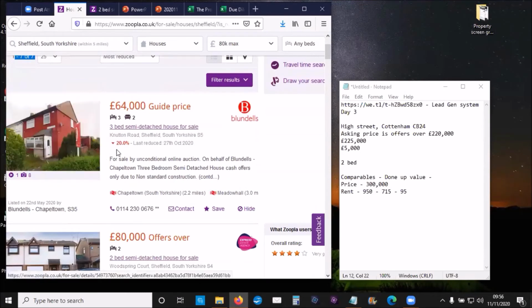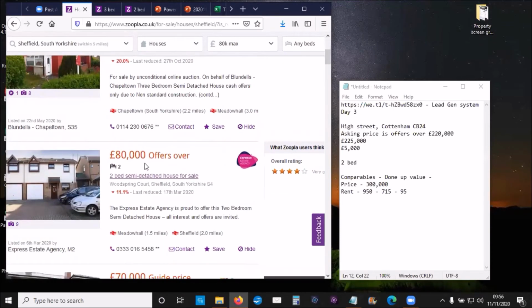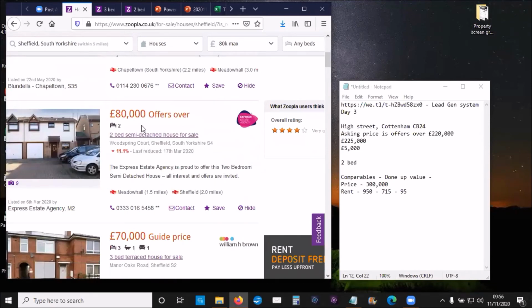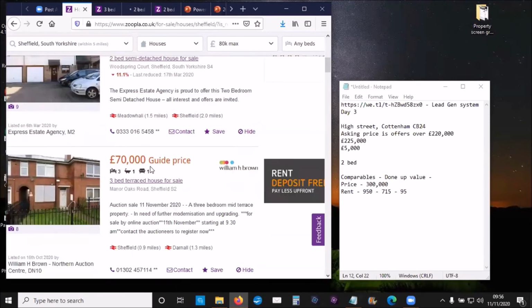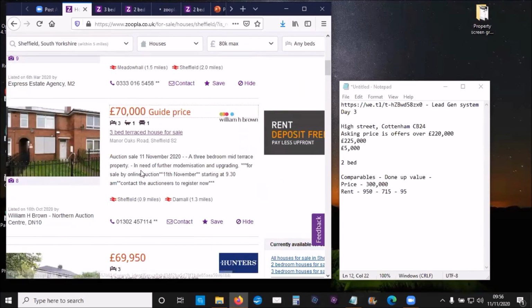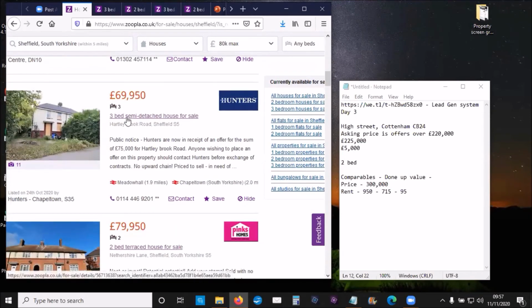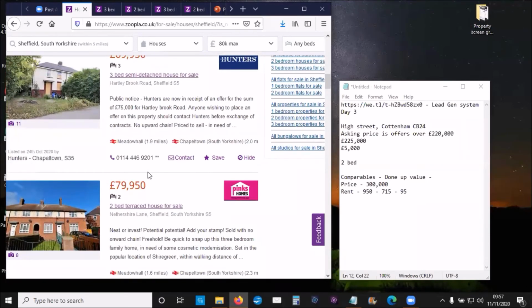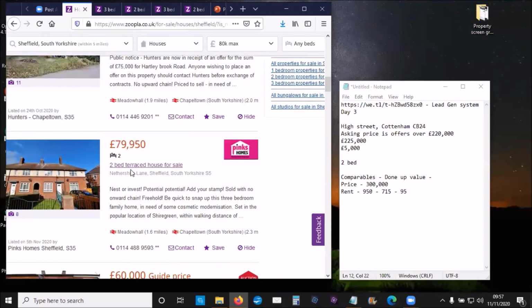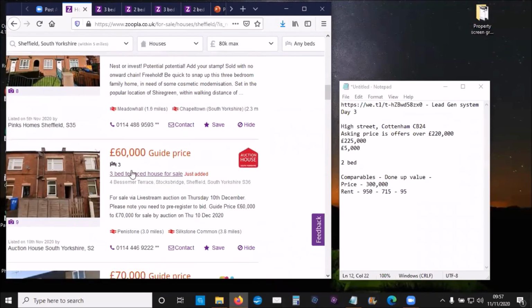Okay, we've got reduced at 20%, so that's good. Offers over. Okay, let's have a look at that. Okay, so it says here, hunters are now in receipt of an offer. So that means that someone's already offered on this property. So let's ignore that for the time being. Guide price just added. Okay, let's look at this.